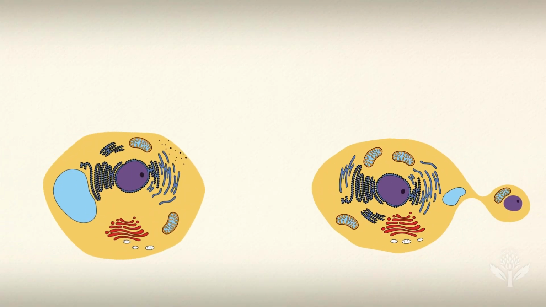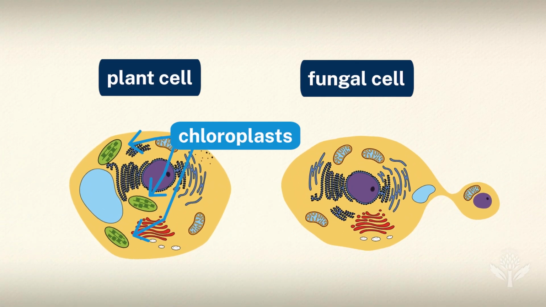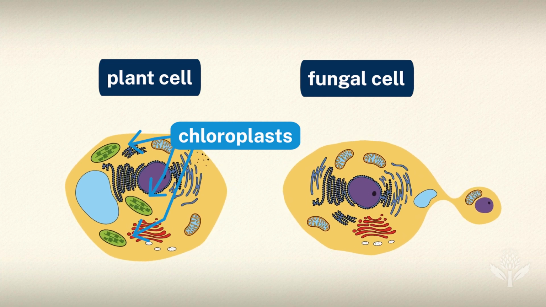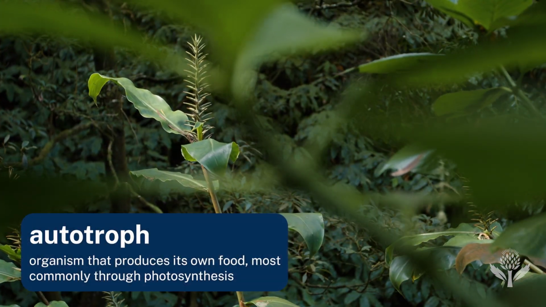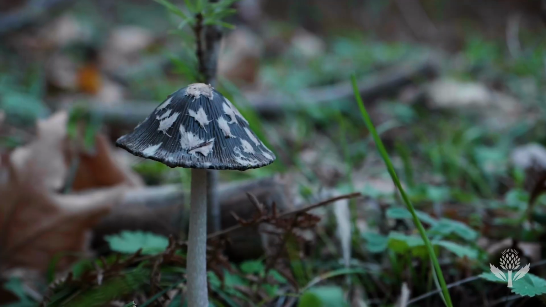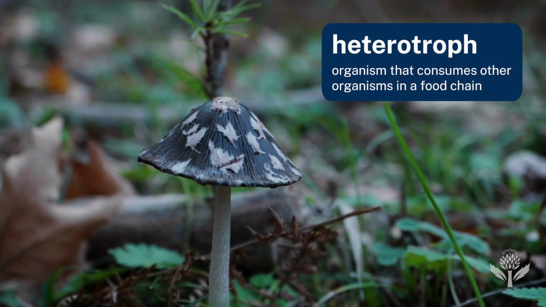First, fungi don't have chloroplasts. Chloroplasts are structures inside plant cells that contain chlorophyll, a green pigment responsible for converting light energy into chemical energy during photosynthesis. Plants are autotrophs and produce their own food through photosynthesis. Fungi are heterotrophs, meaning they rely on plants or animals for nutrients.